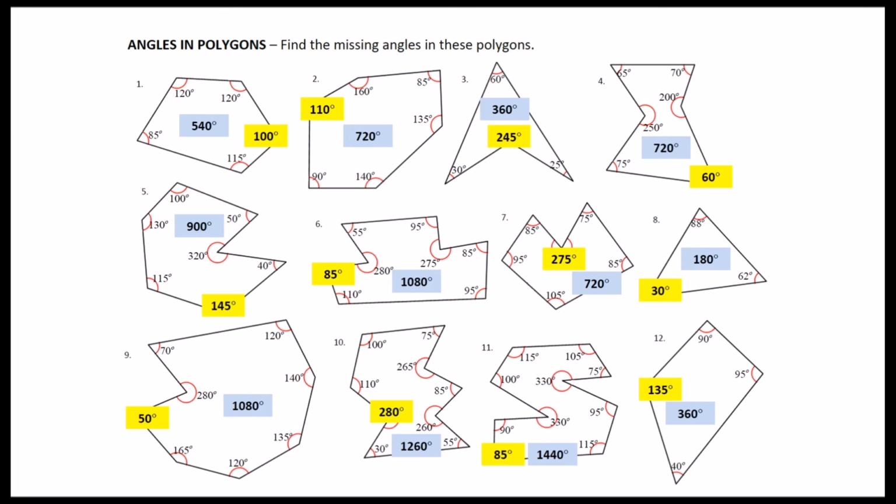Here are your answers. The values in blue represent the sum of the interior angles for each shape, and the numbers in yellow are the missing angles that you are asked to calculate. Please check your answers very carefully, and if you have made any mistakes, try and fix them. Once you have done this, take a photo of all of your work from today and submit it on Show My Homework so I can see how you've got on.